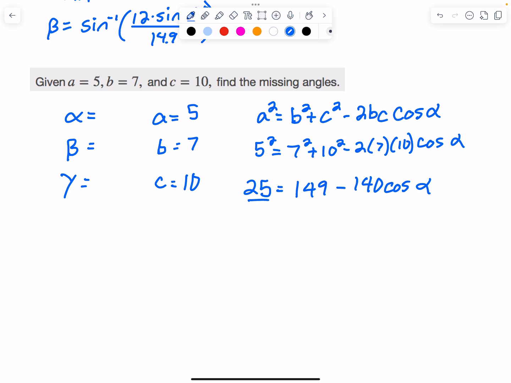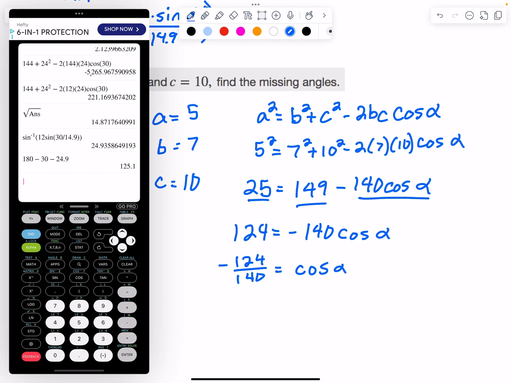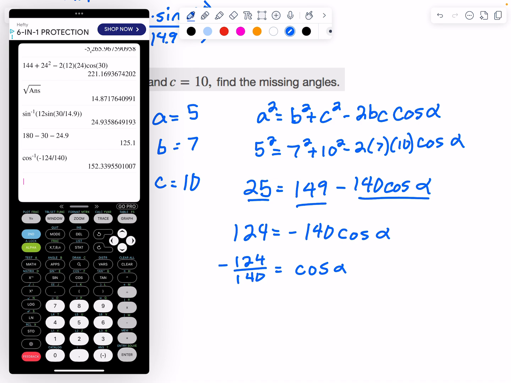All right, so notice there's 3 parts here. So all we have to do is get the cosine by itself. So I'm going to minus 149. So 25 minus 149 is negative 124. Minus 140 cosine alpha. I'm going to divide both sides by the negative 140. So I get negative 124 over 140 equals cosine alpha. So inverse cosine now of that negative 124 over 140. So we got an angle alpha to be 152 point.